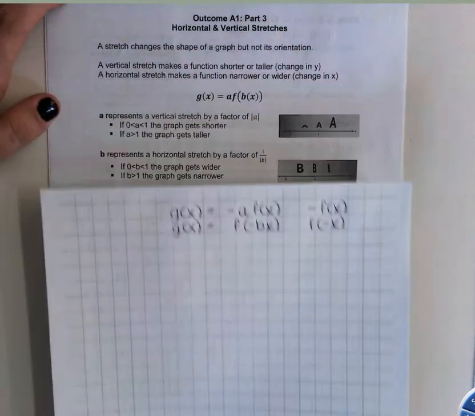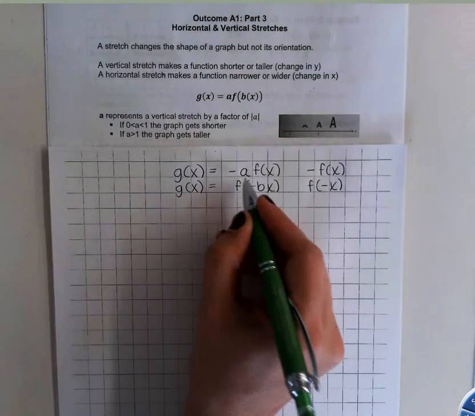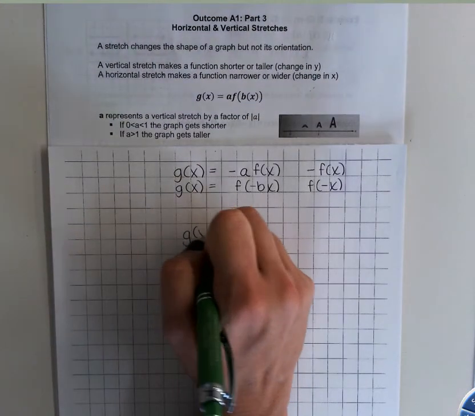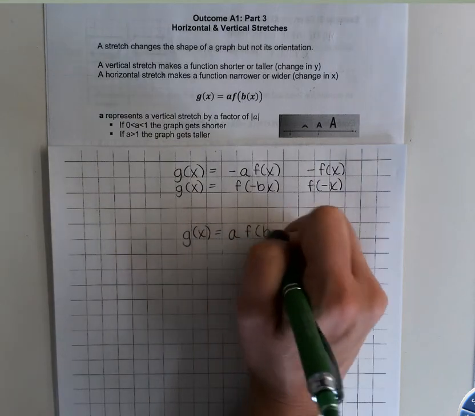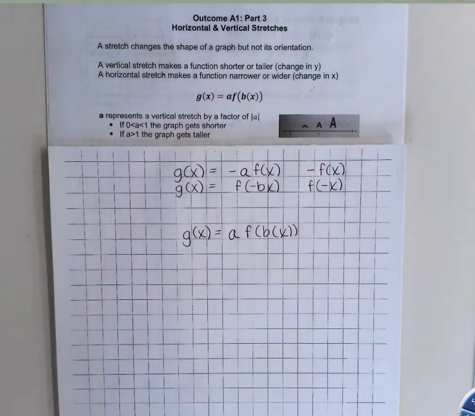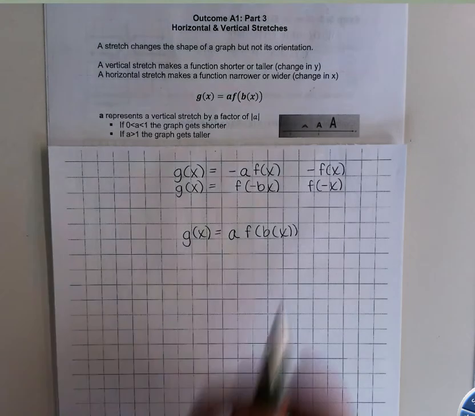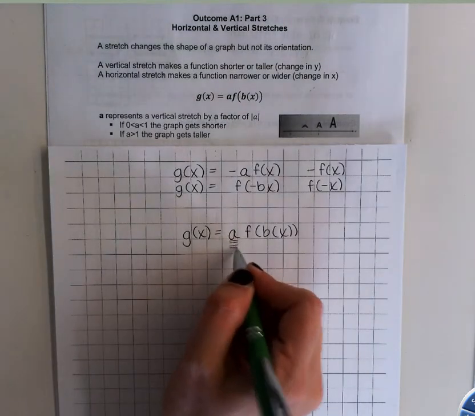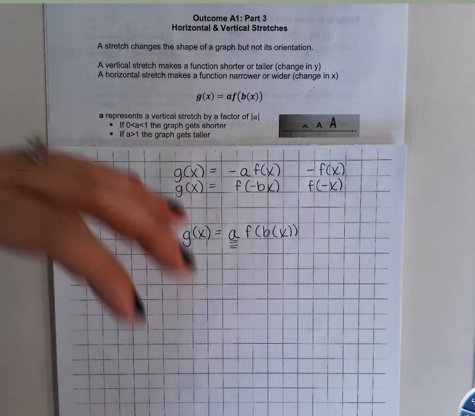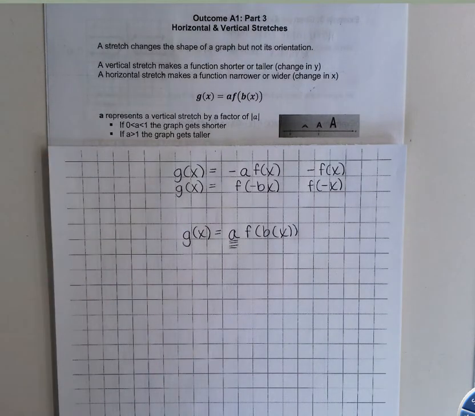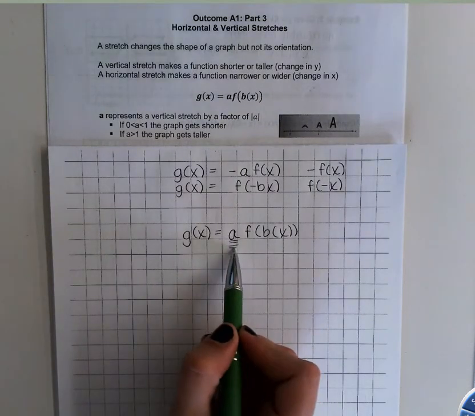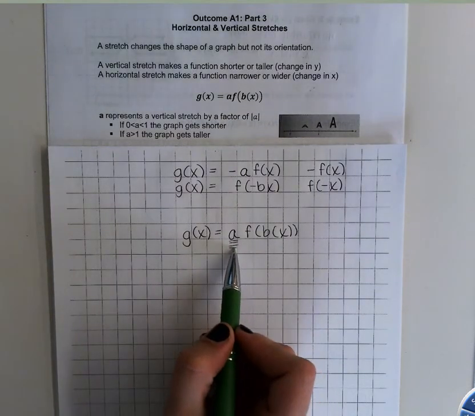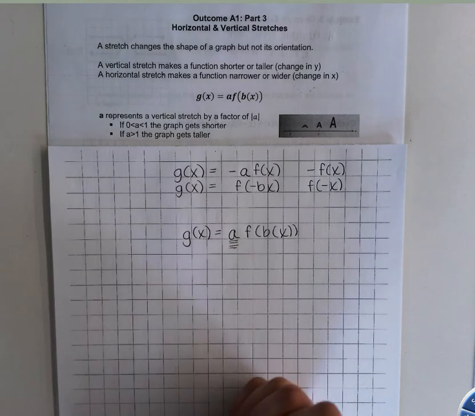So to start, the A value represents a vertical stretch. So this A value in front is going to make the graph get longer or shorter. It's going to either stretch or compress the y values. If this A value is larger than 1, the graph is going to get taller. If it's between 0 and 1, the graph is going to get shorter.